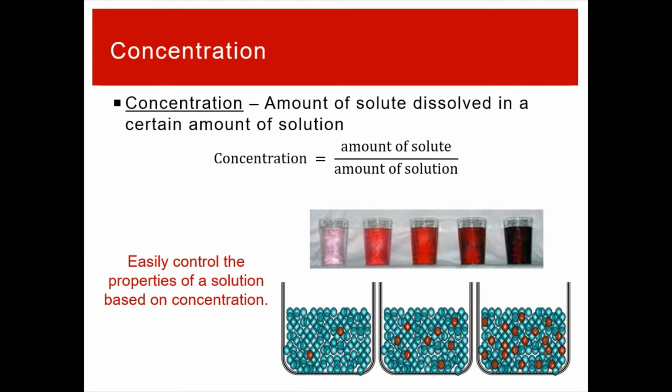So concentration is the amount of solute dissolved in a certain amount of solution. Concentration is oftentimes given as a singular unit, but every concentration is always a ratio. It is the amount of solute per amount of solution, right? So it's always a fraction, and it's almost always solute per solution.